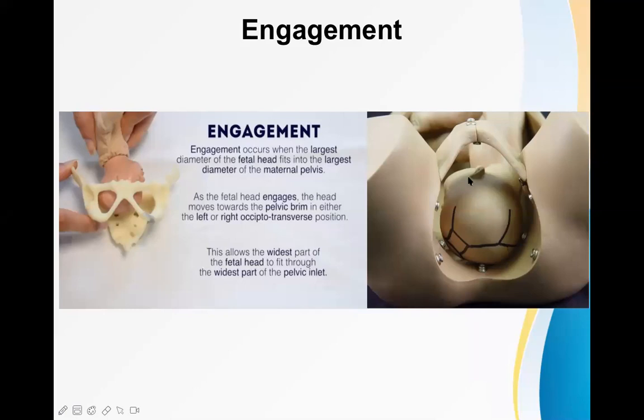Now, this is the picture which is clearly showing you the same thing. Look here, this is the anterior fontanelle, towards here the posterior fontanelle, okay. So this is exactly transverse position, occipito-transverse position.